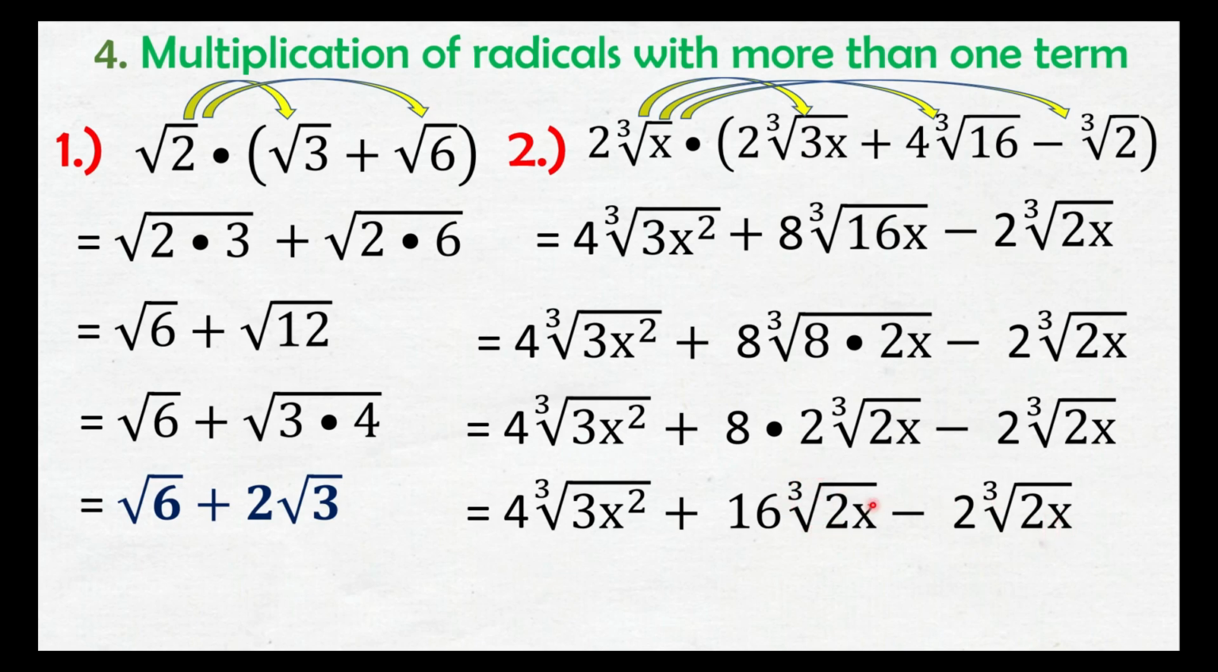So, similar terms yan, di ba? Same index and same radicand. So, simplify pa natin yan. Nag-a-apply na tayo dito ng subtraction of radicals. So, gagawin natin, ikakopy lang natin yung common radicals nila and isusubtract natin tong coefficient nila. 16 minus 2, that is 14. So, yung final answer natin dito ay 4 cube root of 3x squared plus 14 cube root of 2x.